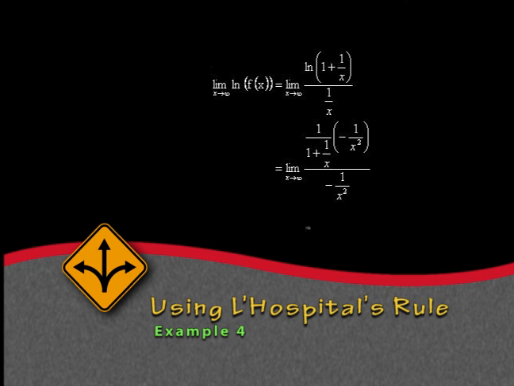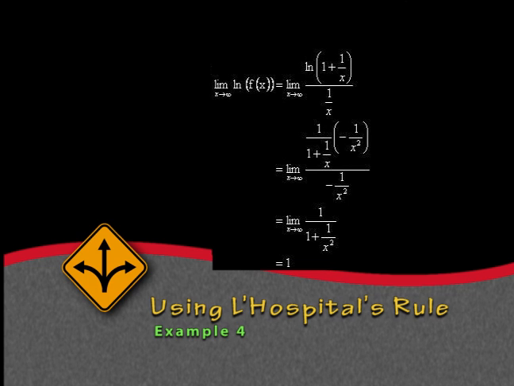Using L'Hopital's rule we take the derivative of the numerator and the denominator. Simplify. And then evaluate the limit. Therefore the limit of the quantity 1 plus 1 divided by x to the x power, as x goes to infinity, is 1. As long as the function can be massaged to yield an indeterminate ratio, L'Hopital's rule can be used.